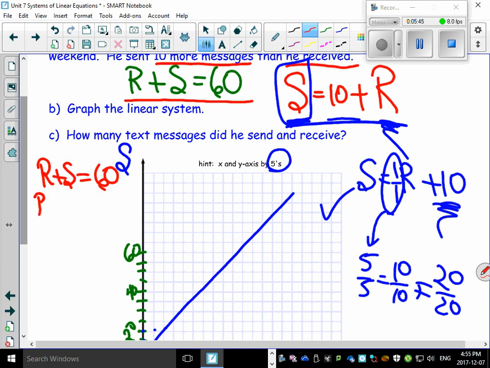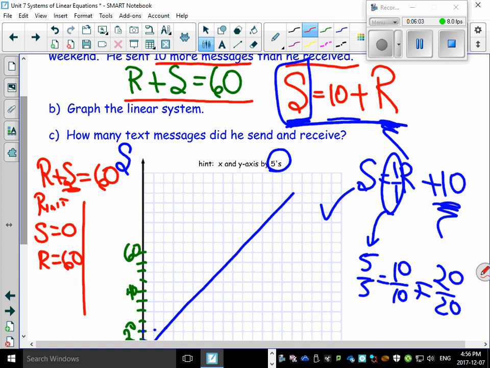Watch. Find the R-intercept. That, you know, is when S equals 0. So if you make this 0, look what you got. R equals 60. Okay? Oops, S equals 0. Here, I'm redoing this. Sorry about that. S equals 0. Look at that. R equals 60. Really easy.